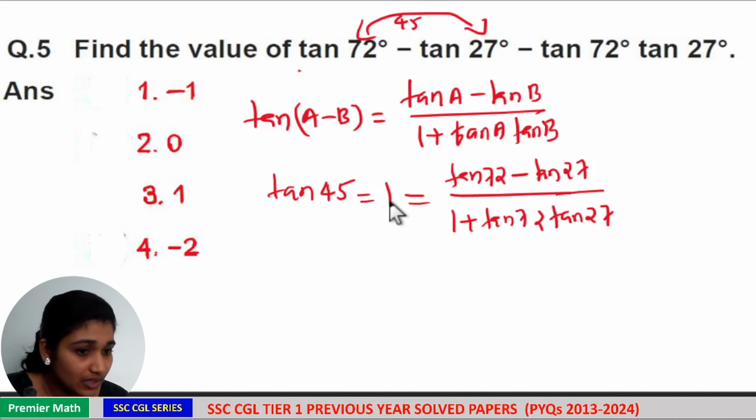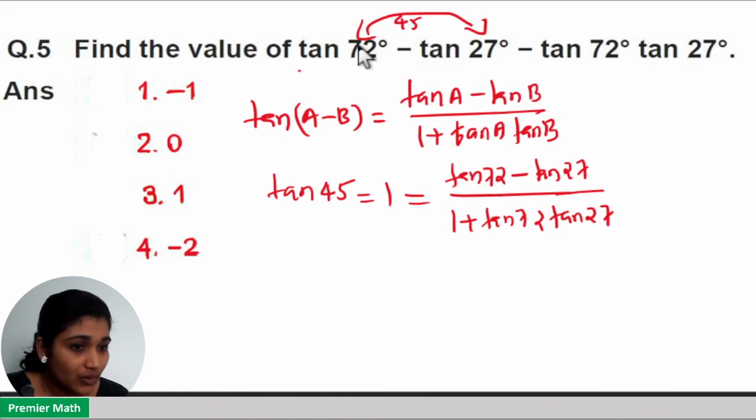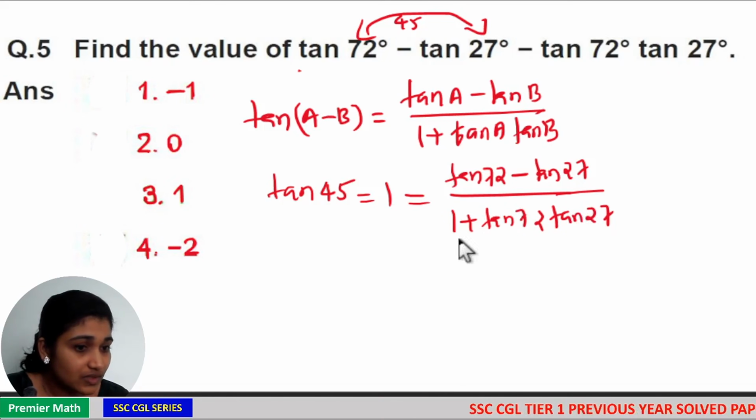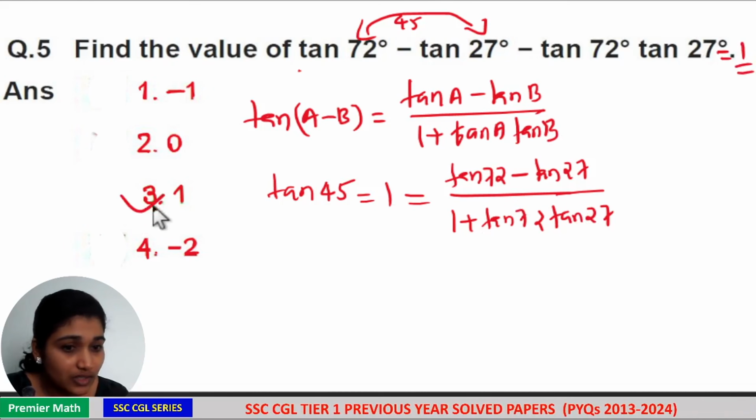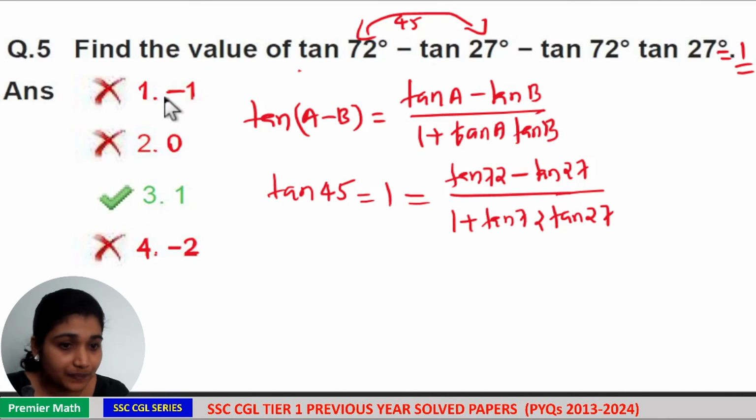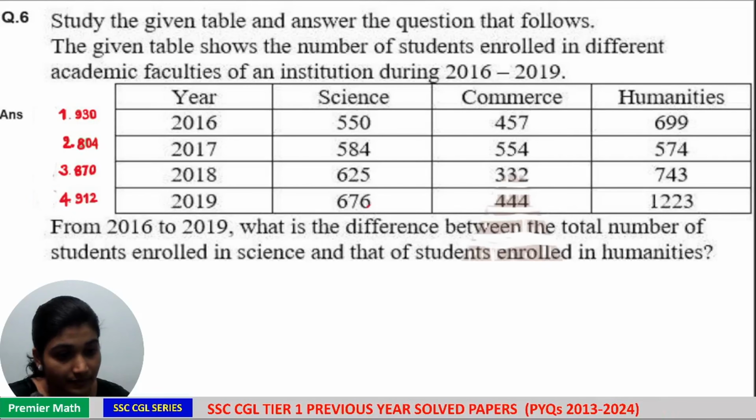Now if you look at this, here this is 1. Now tan 72 minus tan 27 minus tan 72 into tan 27 is equal to 1. Just equate it. So our answer is 1 here. Option 3 is your answer.